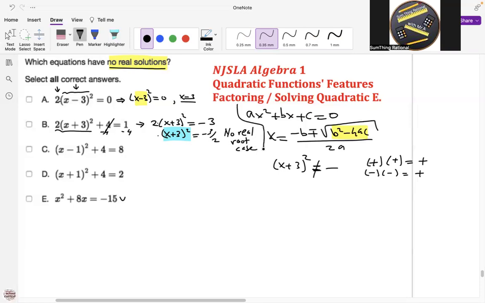Since it's a no real root case, that we will opt for, okay? In this equation, we will have no real root.